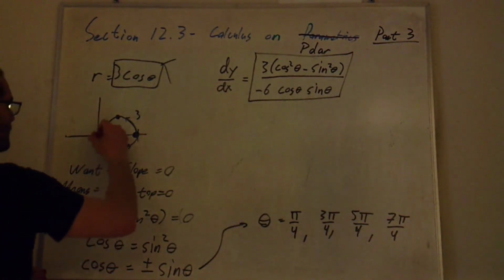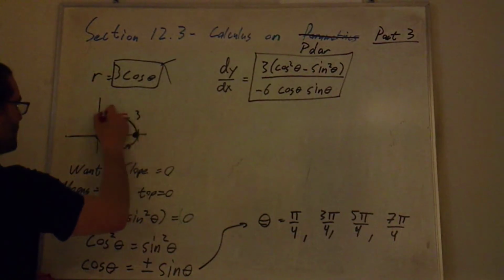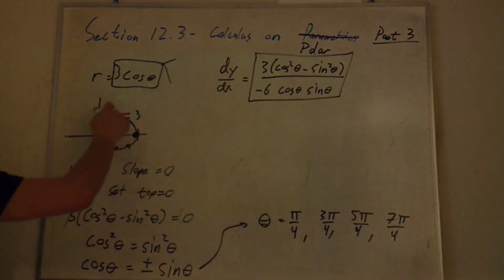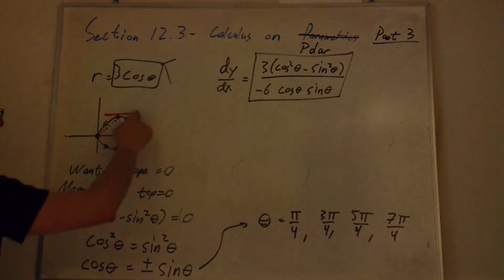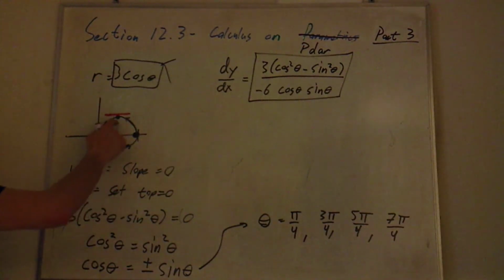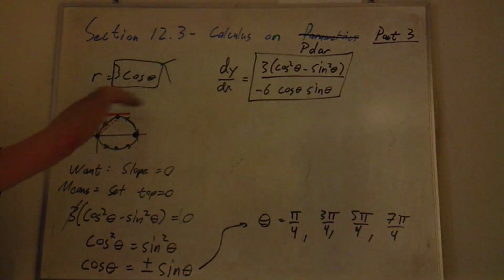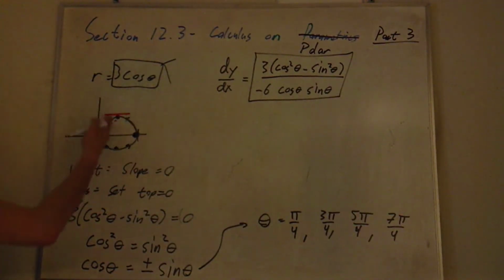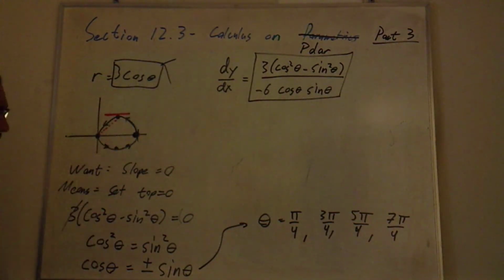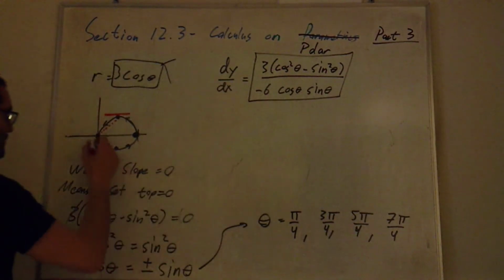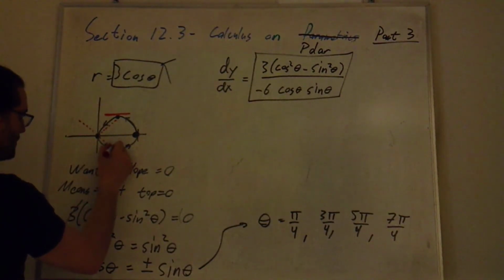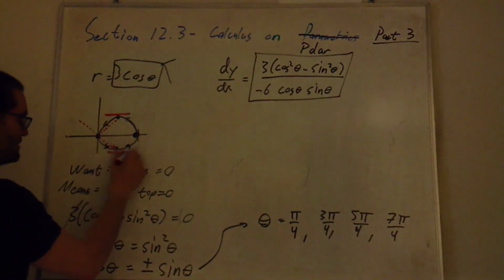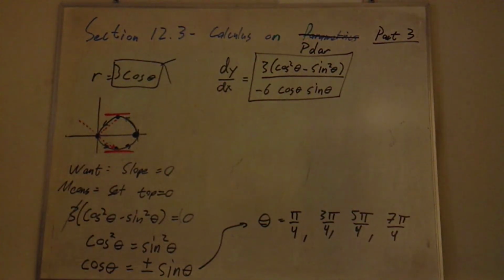Pi over 4 is this angle, which means it's this point. According to my calculus, this point is the first time, I don't need that 3 anymore, this point is the first time that the slope of this function is 0. And that checks out. According to this graph, the slope is very clearly 0 right there. The second place it should happen is at 3 pi over 4. That will be in this direction, but again, that point, the radius was negative, so it was bringing me down here to this point. This is the second point where my slope should be 0.